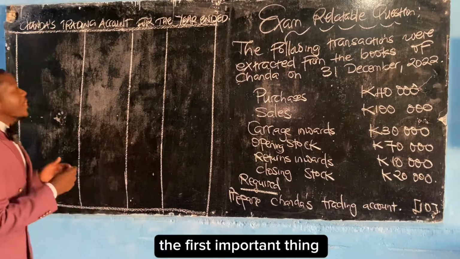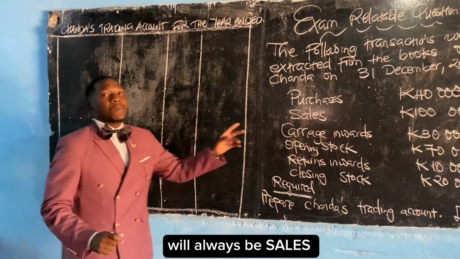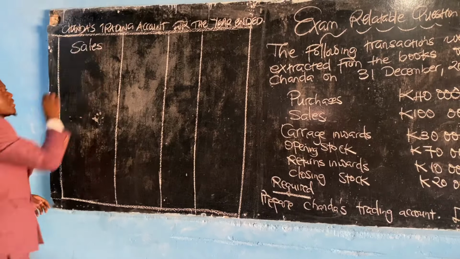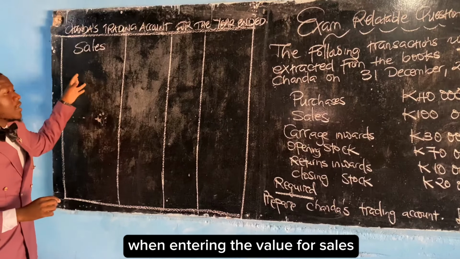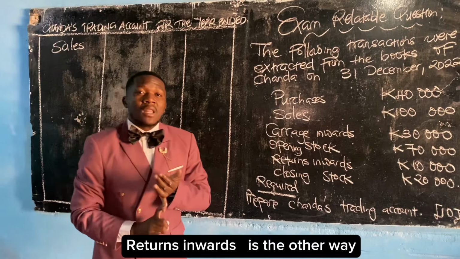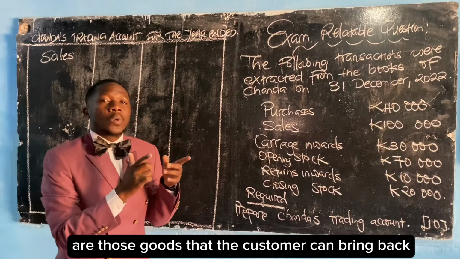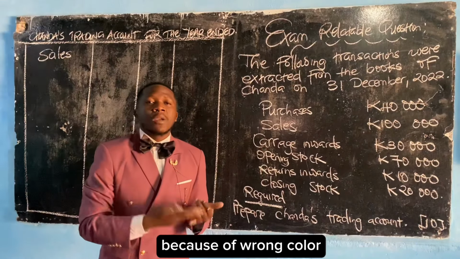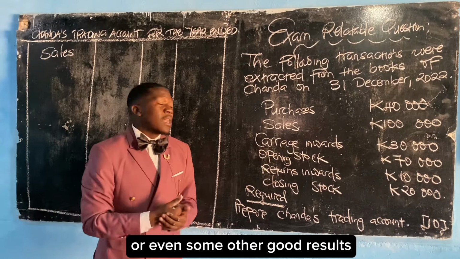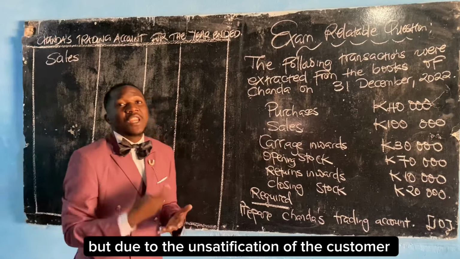The first important thing and the first transaction we're going to consider will always be sales. So we're going to write our description here. We're going to say sales. When entering the value for sales, you check if there is returns inwards. Returns inwards is the other word that can mean sales returns. Sales returns are those goods that the customer can bring back because of wrong color, maybe a different size, or even some other good reasons, but not all the items, but due to the unsatisfaction of the customer.